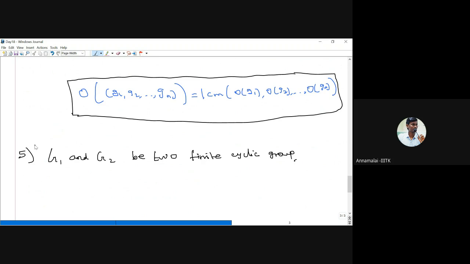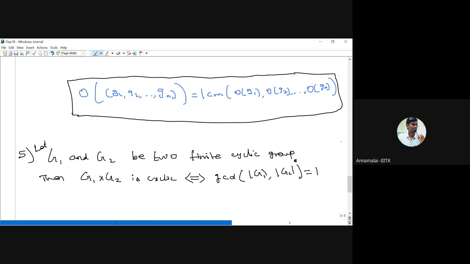Okay, suppose we take two cyclic groups G1, G2. Then the theorem says the Cartesian product G1 cross G2 is cyclic if and only if the GCD of the orders, that is the GCD of the order of G1 comma the order of G2, should be 1. That is, the order of G1 and the order of G2 should be relatively prime. That is, the GCD should be 1. Then the group is cyclic.